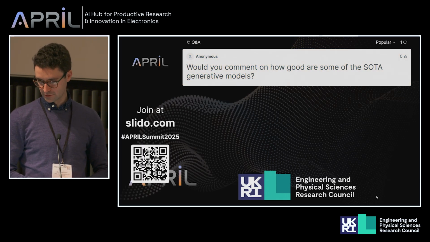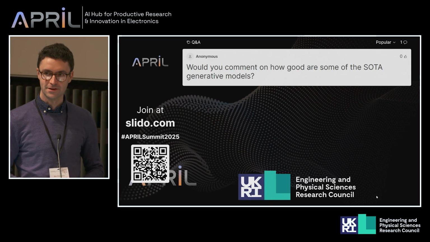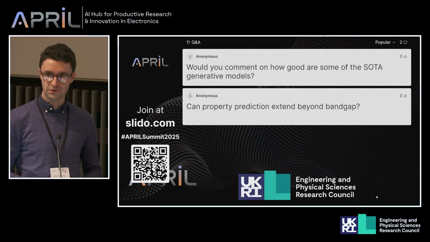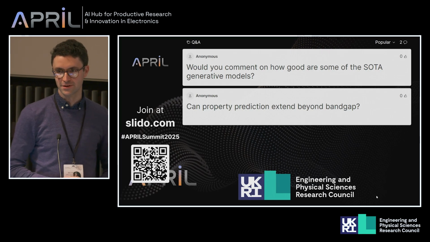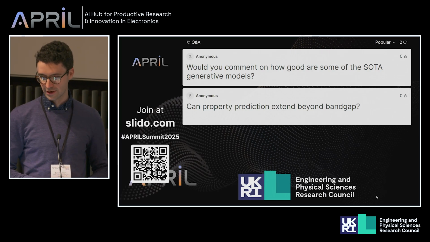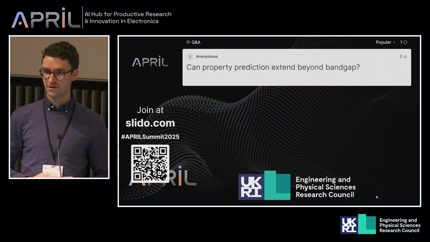In terms of some of the state-of-the-art generative models, I think that's up for debate. I think that's still a very new field. A lot of these models come out just in the last year. So the field is trying to get to grips with this. Is this something that we can actually practically implement? Do we have time for one more question? Property prediction beyond bandgap. Absolutely.